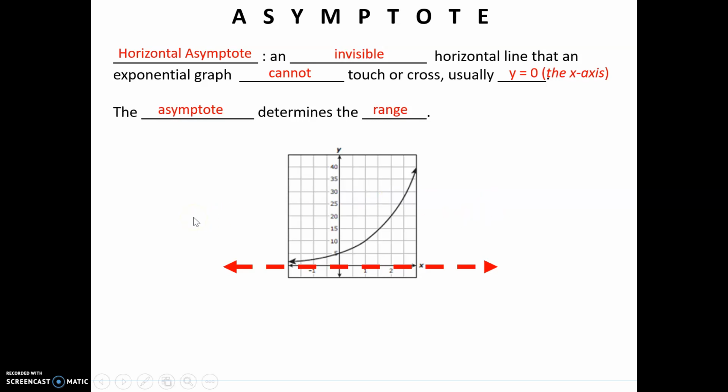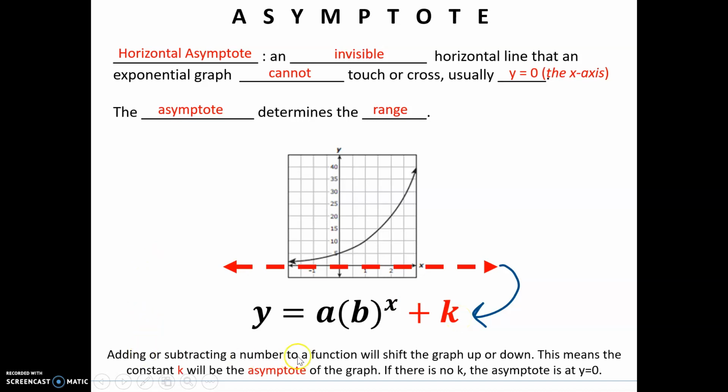So we've looked at equations so far that are y equals a times b to the x. But the only difference here is that sometimes that asymptote can move. It's not always on the x-axis if you add or subtract a number on the end of the graph, and we're going to call that number k. Basically, whatever this line is at is going to be the k at the end of the equation. Adding or subtracting a number to a function will just shift the graph up or down. This means that the constant k will be the asymptote of the graph.